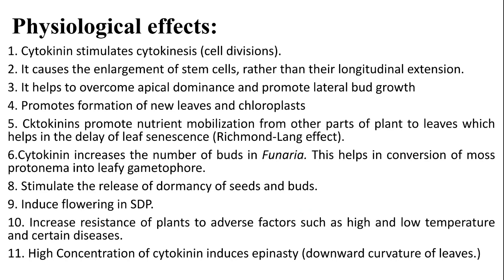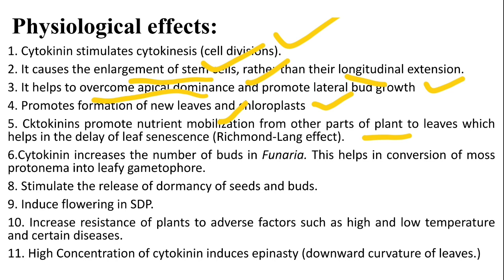The physiological effects: it stimulates cell division or cytokinesis, causes enlargement of stem cell rather than longitudinal extension. It helps to overcome apical dominance and promotes the lateral bud growth, promotes formation of new leaves and chloroplast. It promotes the nutrient mobilization from other parts of the plant to leaves, which helps in delay of the leaf senescence, and this is known as Richmond-Lang effect. Cytokinin increases number of buds in Funaria. It also helps in conversion of moss protonema to leafy gametophore.